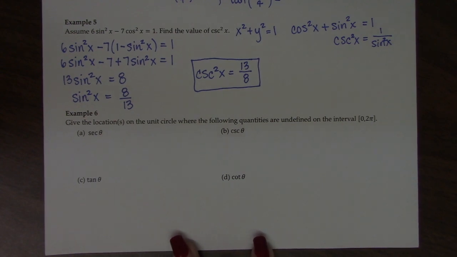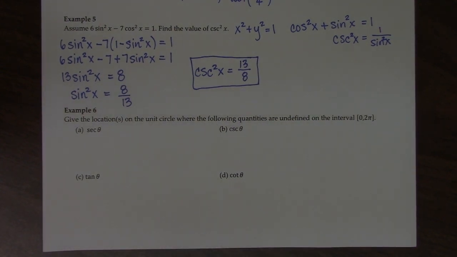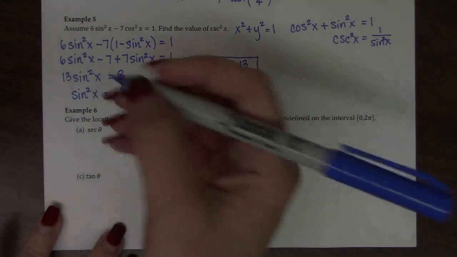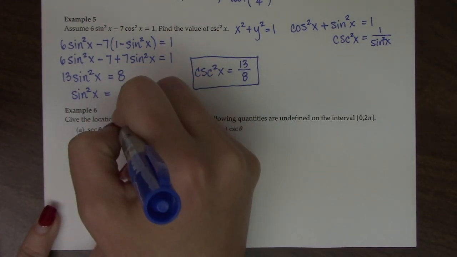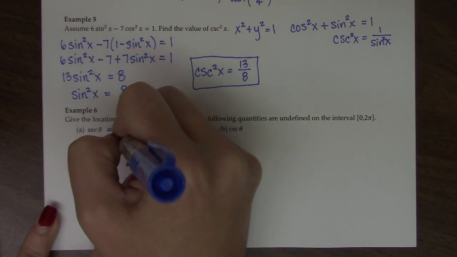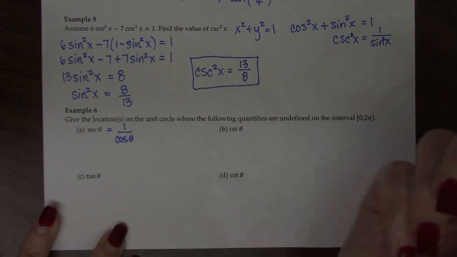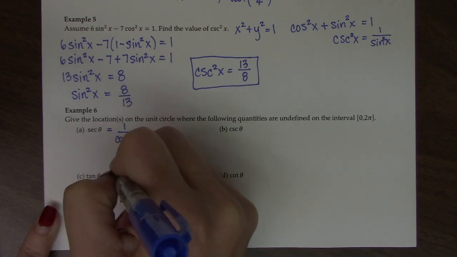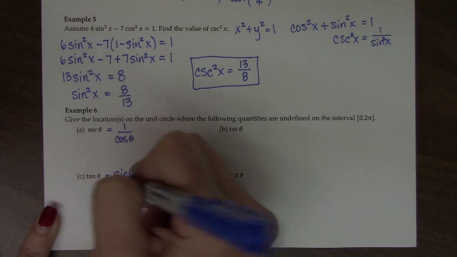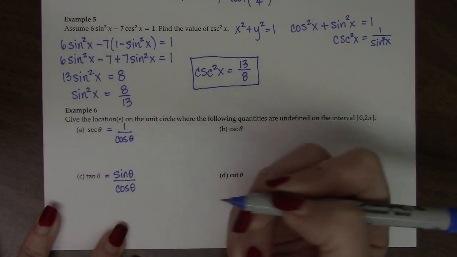Number 6 says, give the locations on the unit circle where the following quantities are undefined on the interval from 0 to 2 pi. So undefined means we cannot evaluate. The easiest thing to do when we're talking about the unit circle is take everything back to sine and cosine, because that's how things are listed. So secant is 1 over cosine theta. Tan is sine theta over cosine theta.